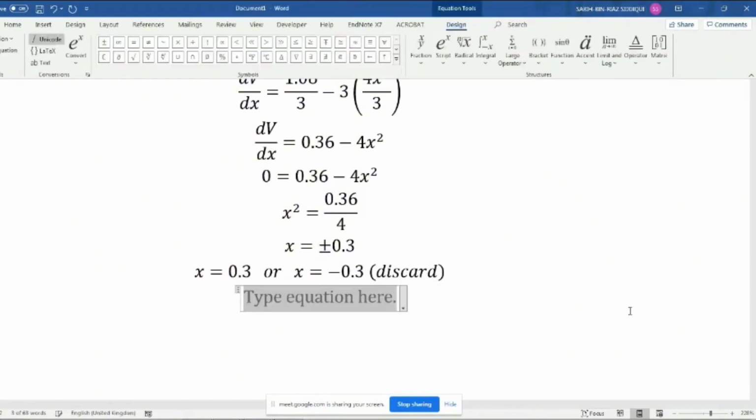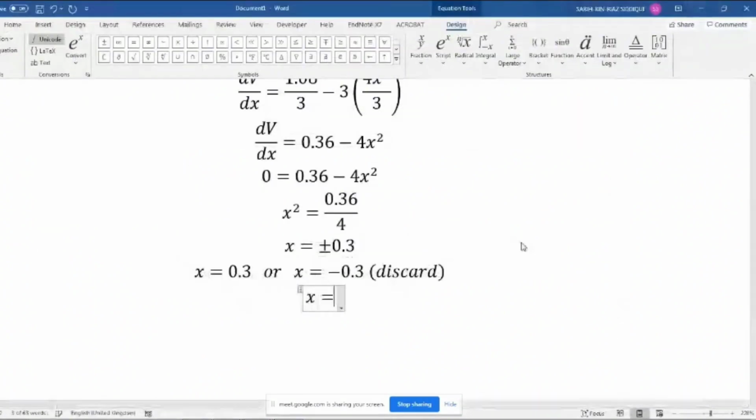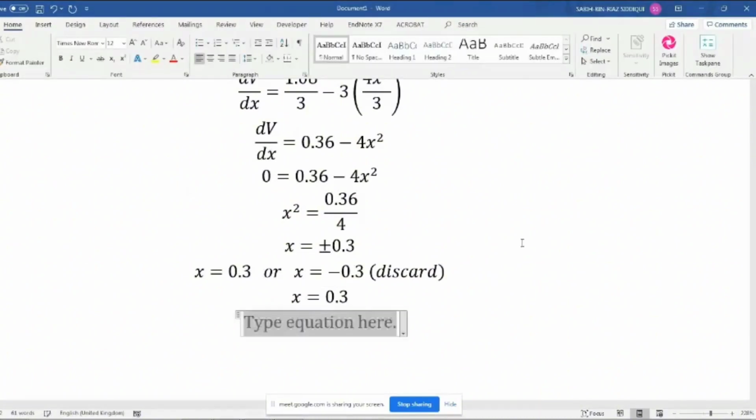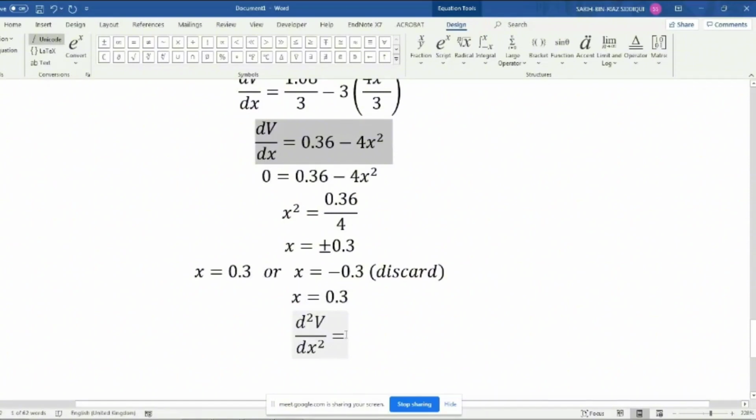And what does the question say? Let's see. Read the question again. Find the value of x that makes this volume a maximum. Yes, so the value of x is equal to 0.3. But just to check, the question says that the proof is not needed, but just to check whether this value will give me the maximum or the minimum value, obviously the maximum one, let's double differentiate it or find the higher derivative. What is the double differential? Minus 8x. Very good.